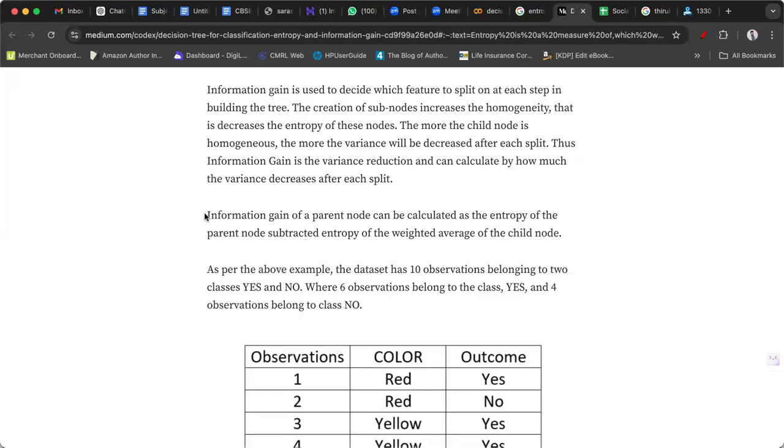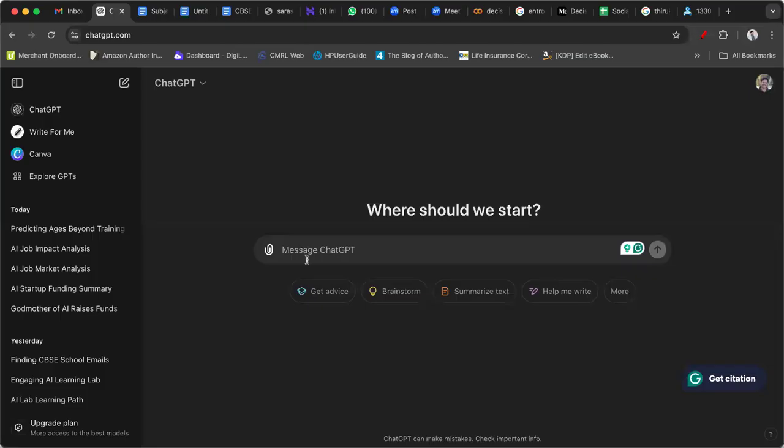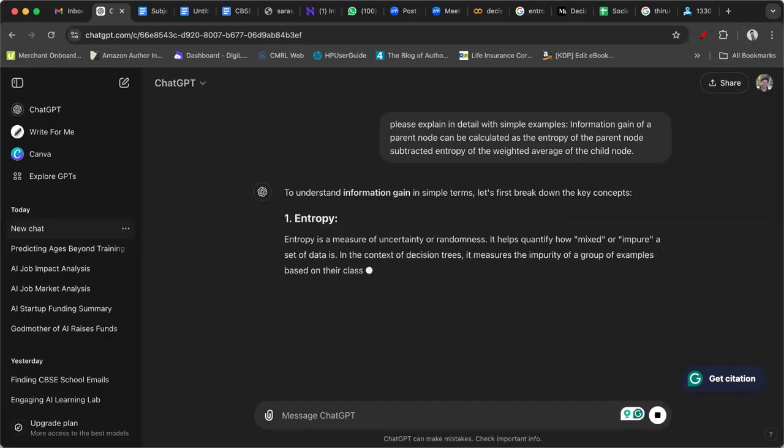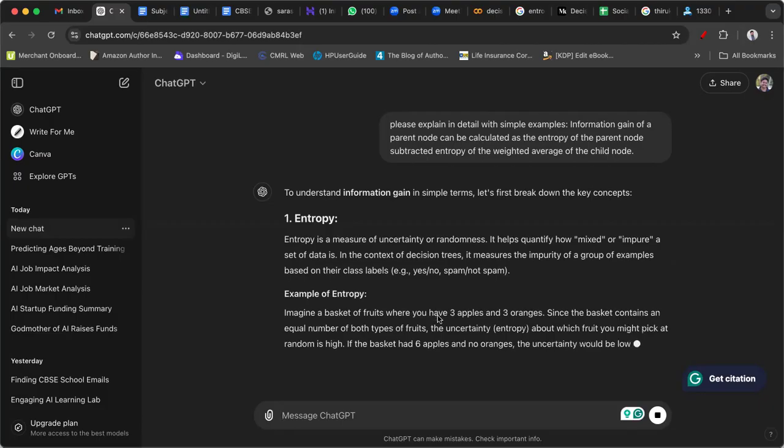Maybe you are very much interested in calculating this. We are asking, please explain in detail with simple examples. So entropy, we have an idea.